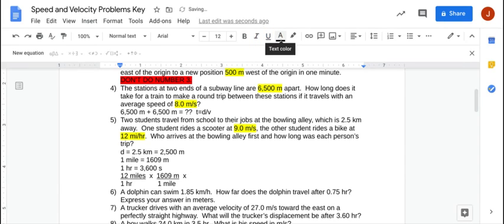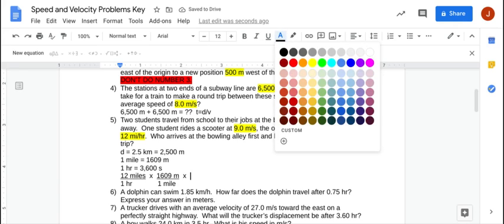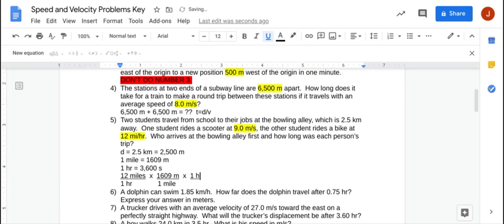But I also need to get rid of my hours because I want seconds. So I want 1 hour on top over 1 hour over 3,600 seconds.